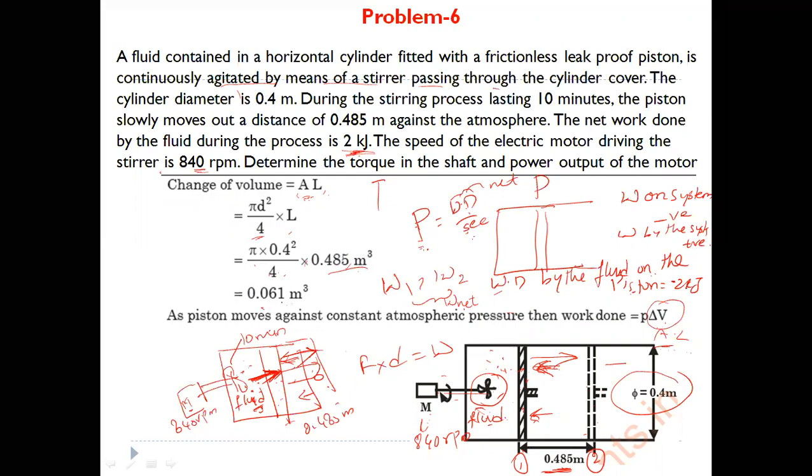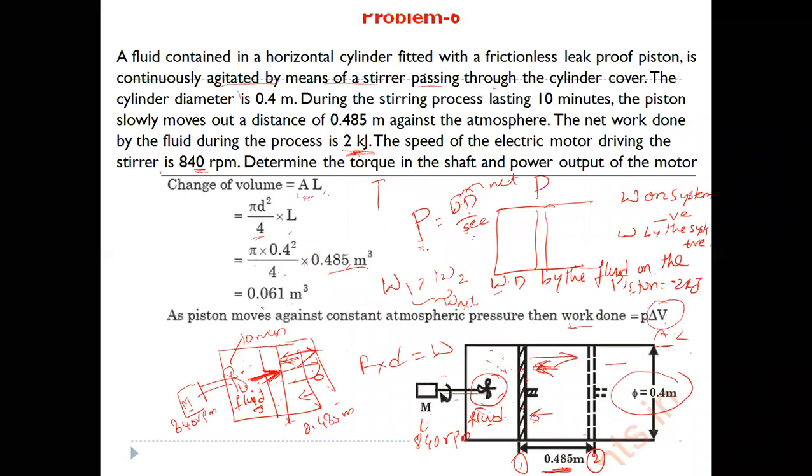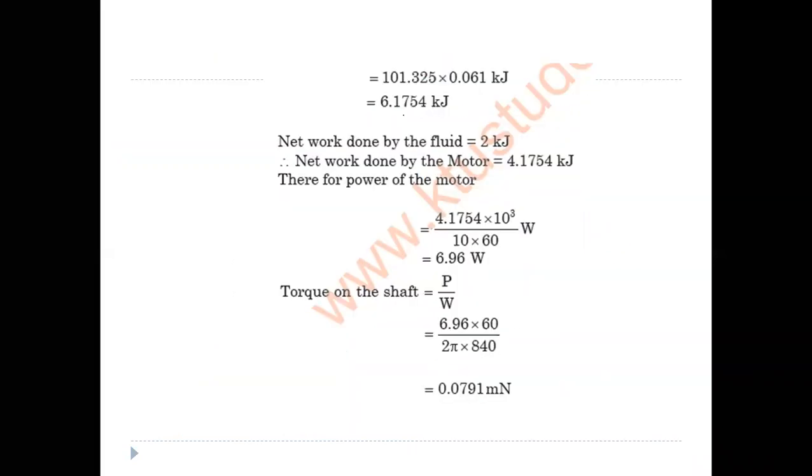Okay. So after getting the volume, the next step is to find out the work done. Work done means P into delta V. Since the piston is moving against the atmospheric pressure, P is given as 101.325. This is the constant atmospheric pressure value. So P atmospheric is given by 101.325 kilopascals. So this is the constant value, into the volume.